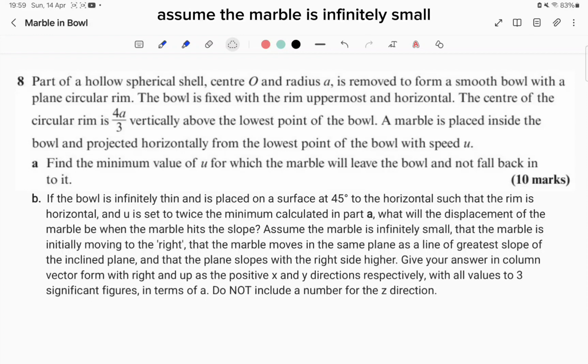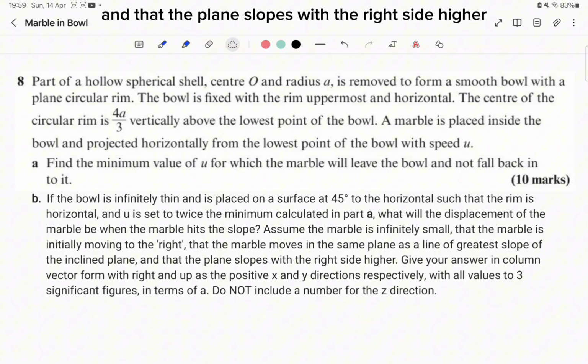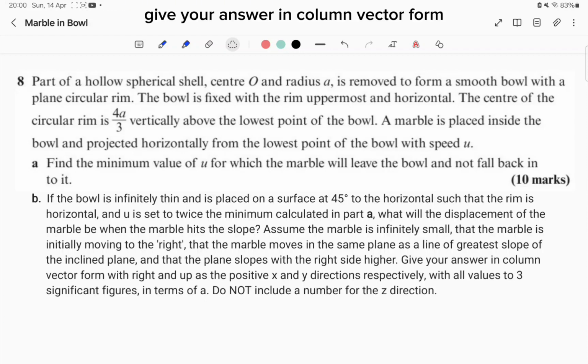Assume the marble is infinitely small, that the marble is initially moving to the right, that the marble moves in the same plane as a line of greatest slope of the inclined plane, and that the plane slopes with the right side higher. Give your answer in column vector form with right and up as the positive x and y directions respectively, with all values to three significant figures all in terms of a. Do not include a number for the z direction.